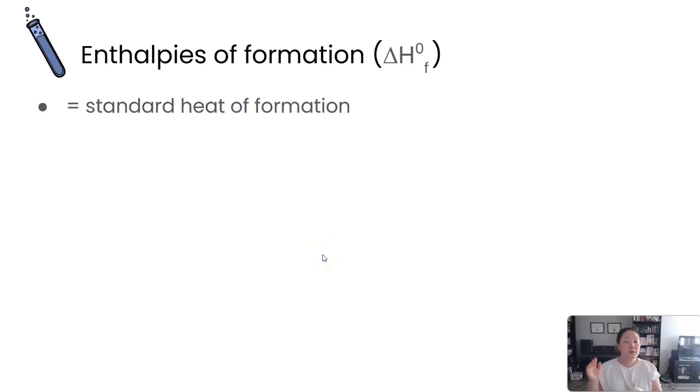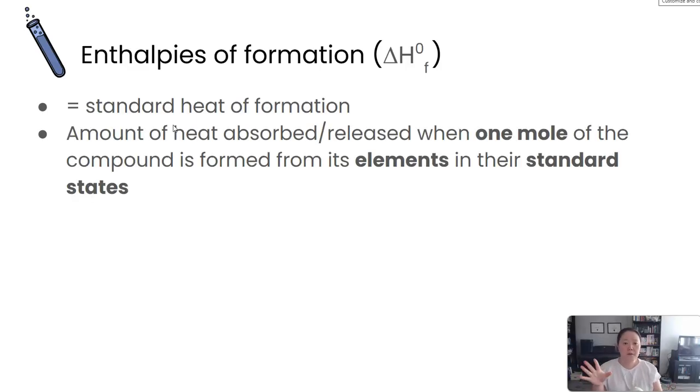The enthalpy of formation is also referred to as a standard heat of formation, and you're going to notice that every single one of the ones I'm going to talk about today has the naught. That refers to the fact that it is the standard heat, which means standard conditions, which means 25 degrees Celsius and 100 kilopascals. So the enthalpy of formation is the amount of heat that's absorbed or released when 1 mole of the compound is formed from its elements in their standard states.